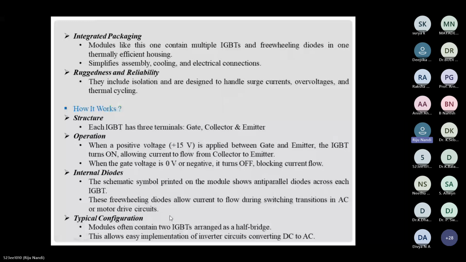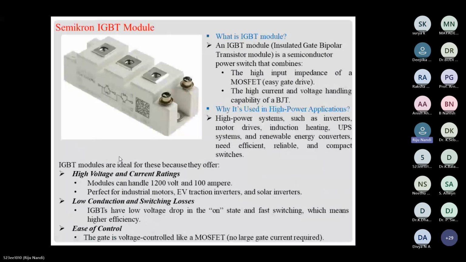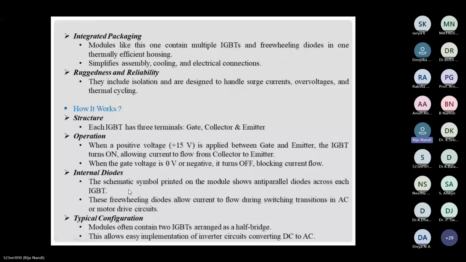So typical configuration modules often contain two IGBTs arranged as a half bridge. I have used these modules for high power DC converter designing. Two switches are there as a half bridge. This allows easy implementation of an inverter circuit, converting DC to AC. So this is the IGBT module.